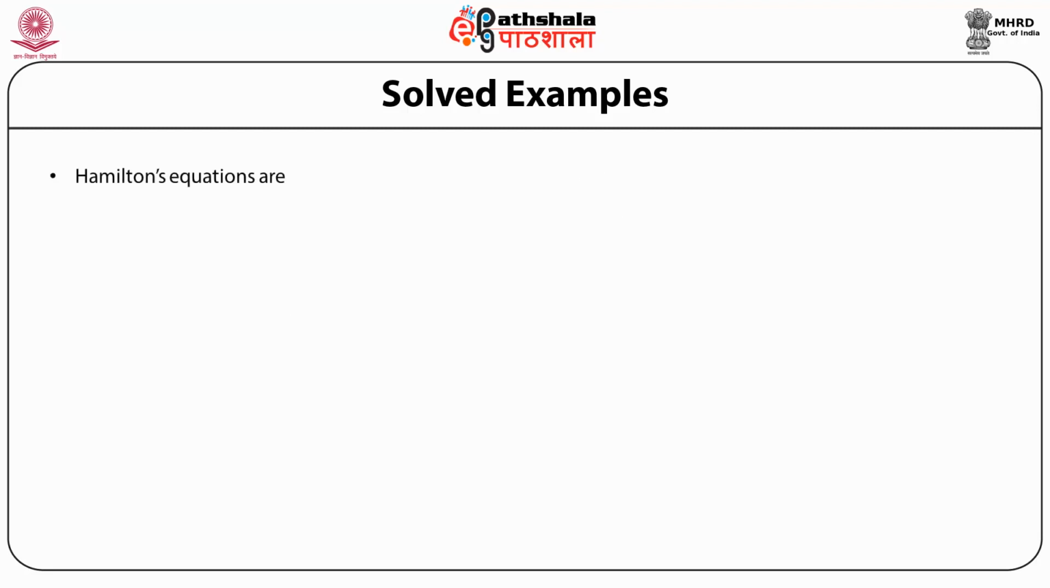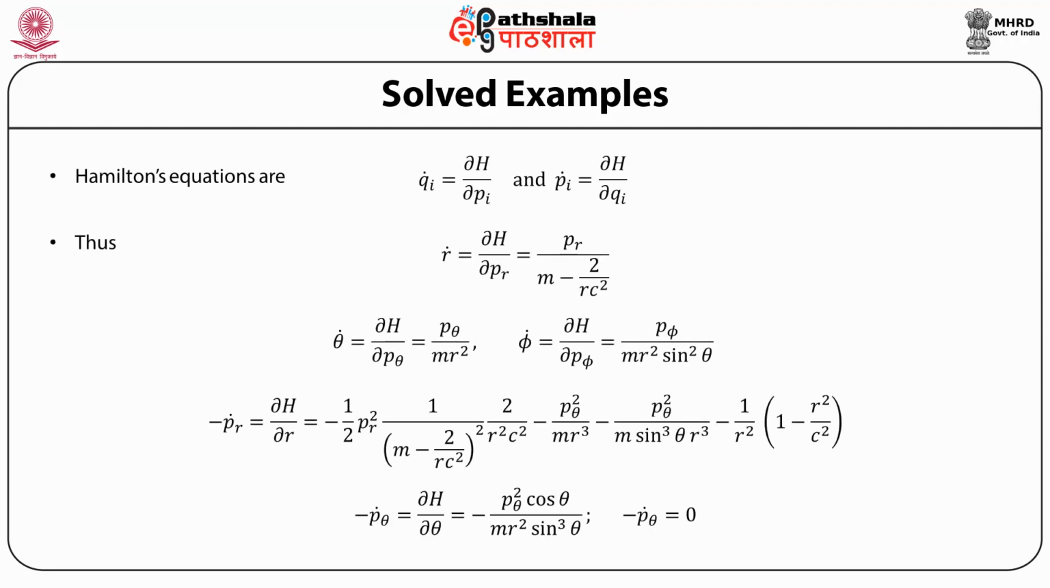And the Hamiltonian equations are then r dot given by dH by dp_r, which is p_r by m minus 2 by r_c squared, and theta dot likewise is p_theta by m r squared, and phi dot, which is given by dH by dp_phi, becomes p_phi by m r squared sin squared theta, and p_r dot is minus dH by dr, given by the expression here, and likewise p_theta dot and p_phi dot, and p_phi dot is obviously equal to 0.